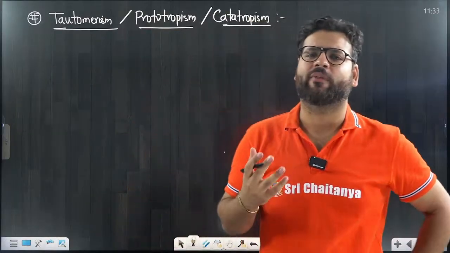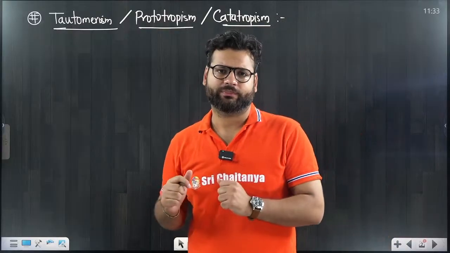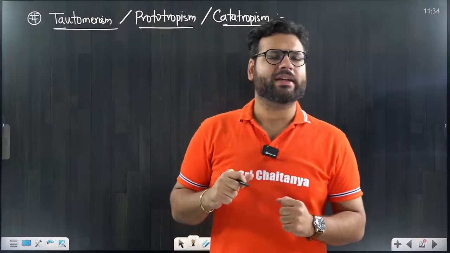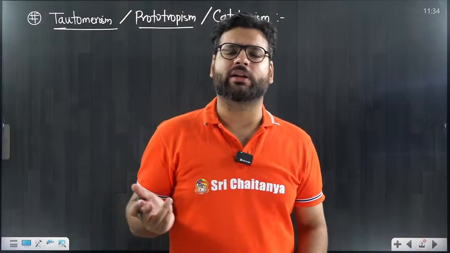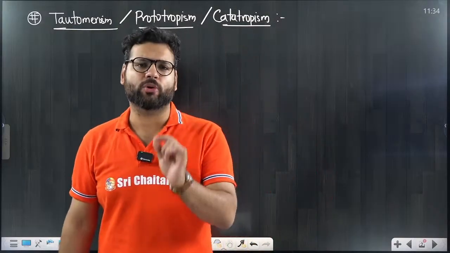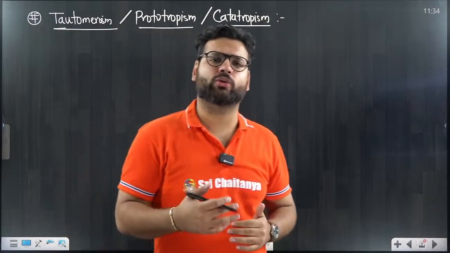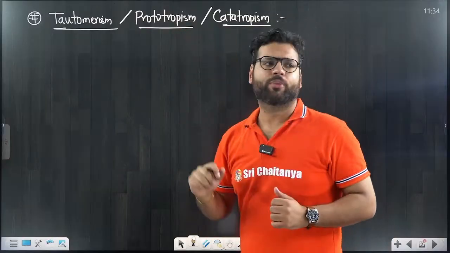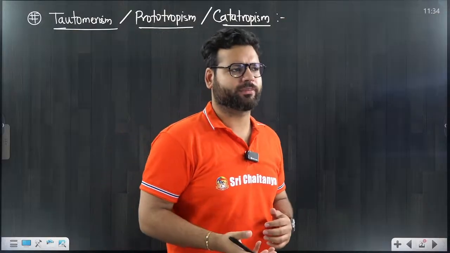So what are tautomers? Tautomers are a special type of isomers which always exist in dynamic equilibrium, and they keep converting from one form to another by a shifting of proton from one atom to another atom. Shifting of proton, H plus will shift. That's why the name prototropism. Proto means proton, tropism means transfer, proton transfer.